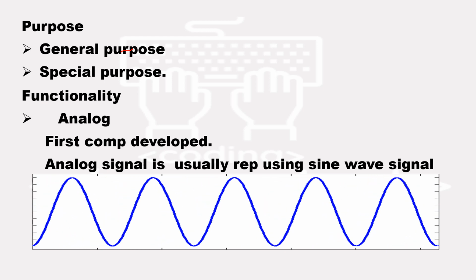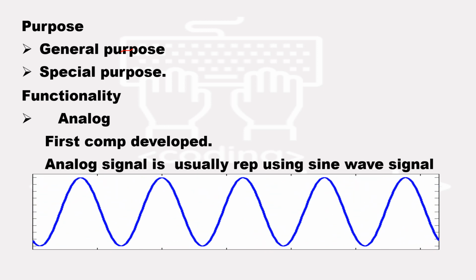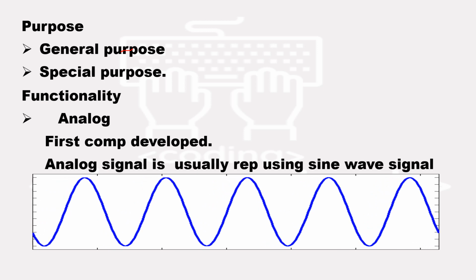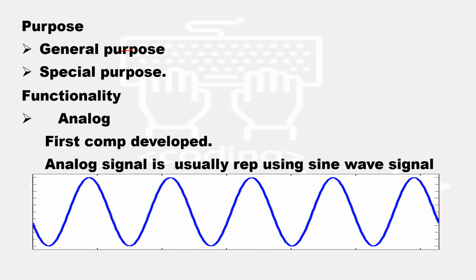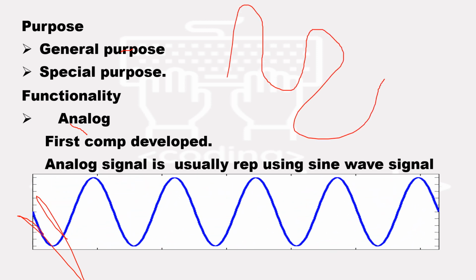And then we go to functionality. When you're classifying a computer according to functionality, we talk about analog, digital, and hybrid. Analog computers are the first computers to be developed ever, right? They use an analog signal, which has a sine wave shape. This is how you represent an analog signal in a wavy way, something like that.